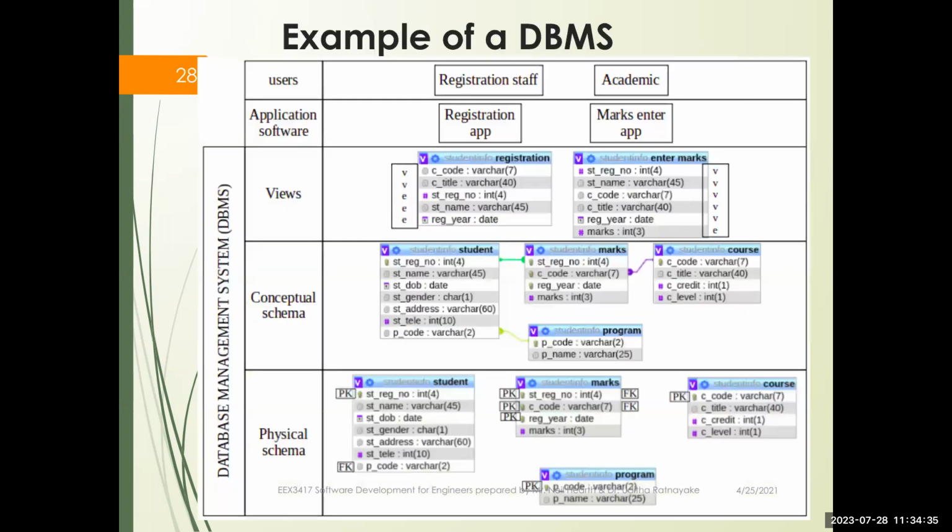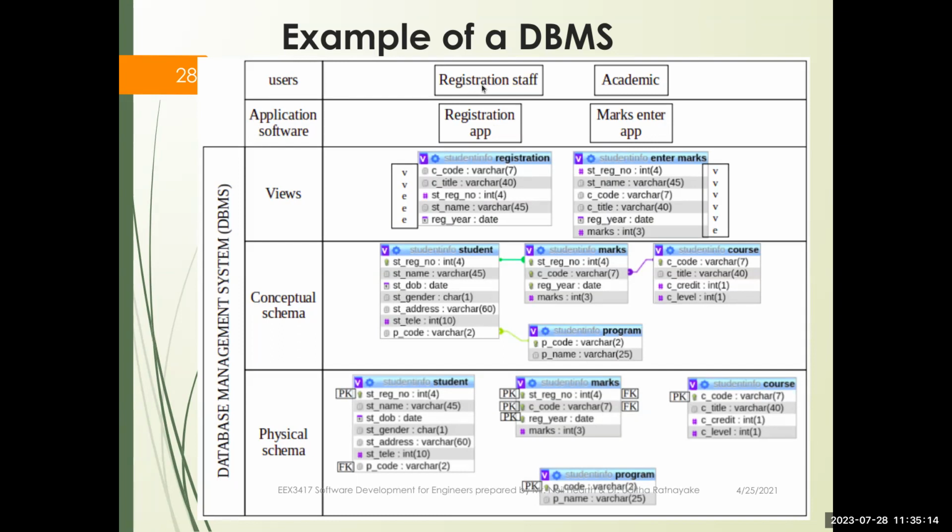Now see this diagram. Here, this is the database system. The application software is what we call the front end, and this is the back end. The physical schema, conceptual schema, and views belong to the database management system, and then the application software is separate.